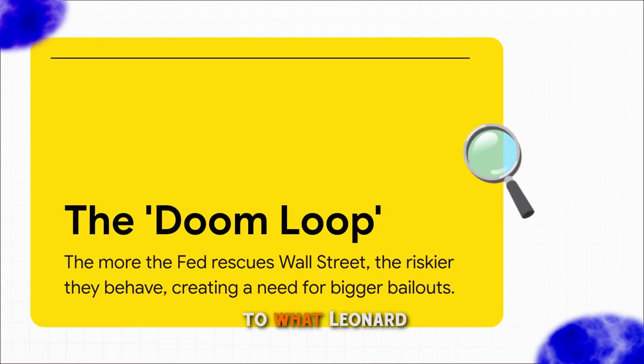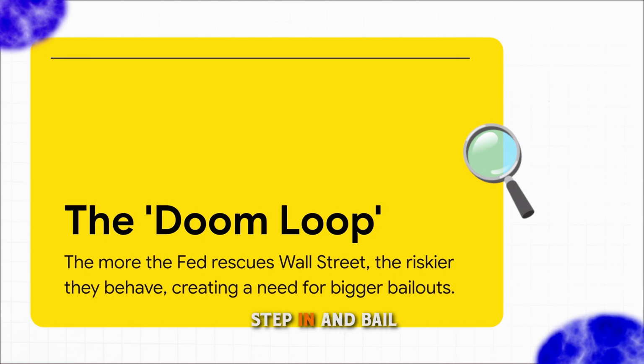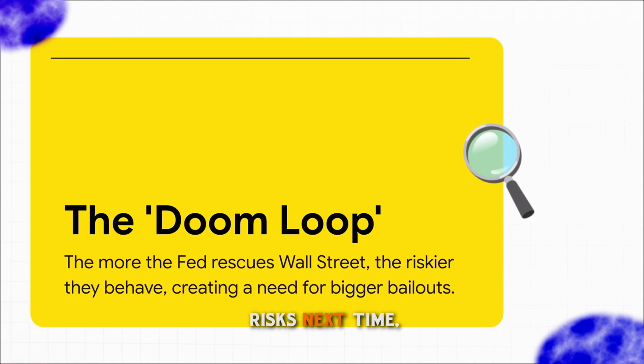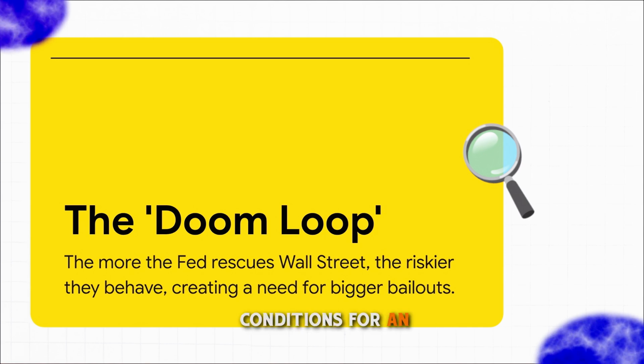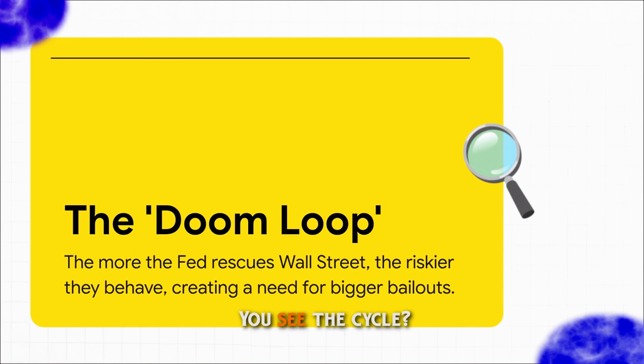And that brings us to what Leonard calls the doom loop. It works like this. The market takes huge risks, knowing that if things go really wrong, the Fed will always step in and bail them out. That safety net encourages them to take even bigger risks next time, which creates the conditions for an even bigger crisis, which then requires an even larger bailout. You see the cycle?